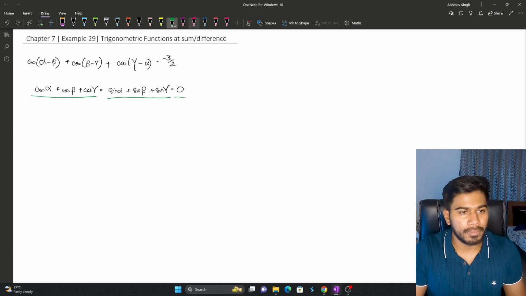So how will you approach this question? What's the intuition that you should follow? In the question you can see it's cos(alpha minus beta) plus cos(beta minus gamma) plus cos(gamma minus alpha). So one very basic thing that we need to do is expand it. Open cos(alpha minus beta) in terms of sin and cos: cos alpha cos beta plus sin alpha sin beta.